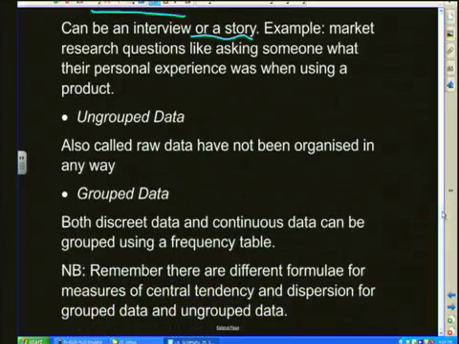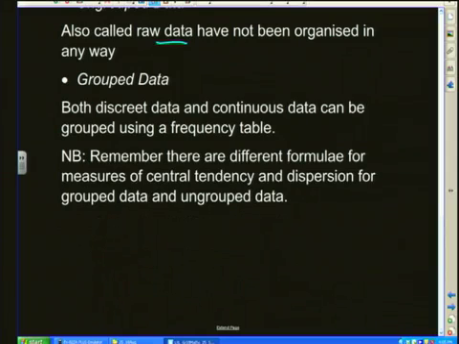Ungrouped data is also called raw data. This data has not been organized in any way at all. So it's just a list of data. Nothing's been done to organize that data. And then grouped data, as it suggests, is both your discrete and continuous data that can be grouped using a frequency table.